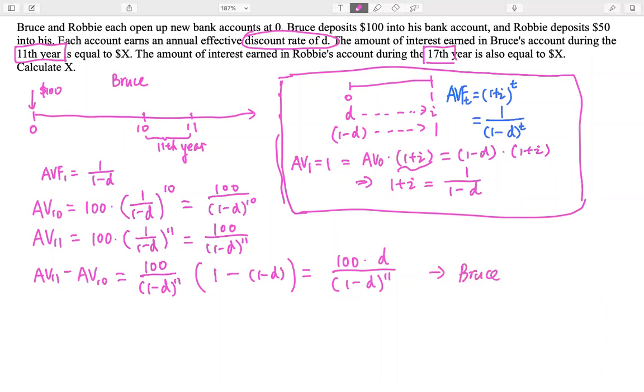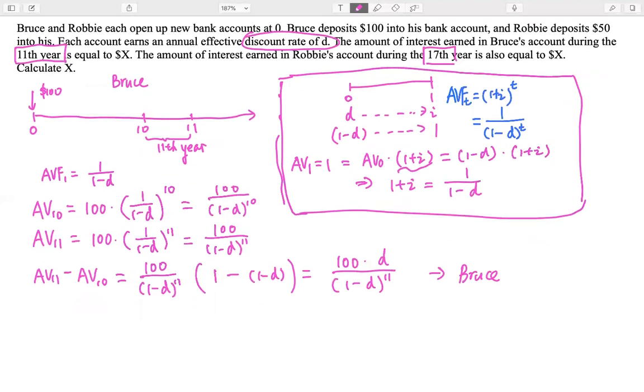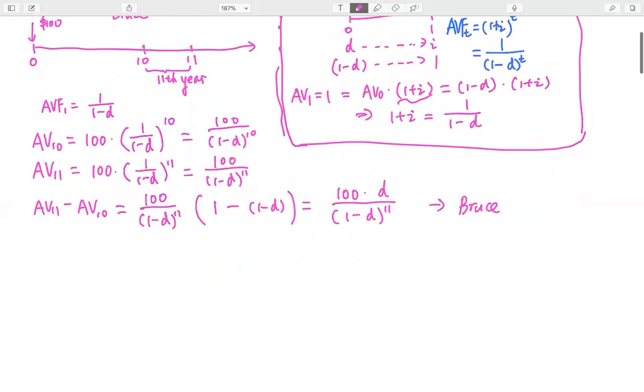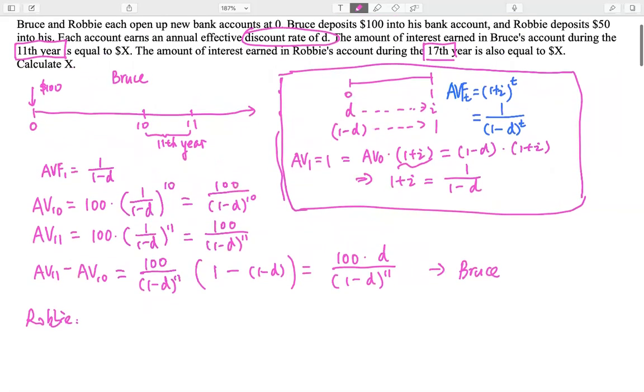If that is already done, the case for Lobby is pretty much the same, right? So now we do everything for Lobby, and we want the interest earned in the 17th year. So for Lobby, it would be AV17 minus AV16. So I don't even need to, it's not 50. So that's the initial amount Lobby deposited is 50, and it's the same.